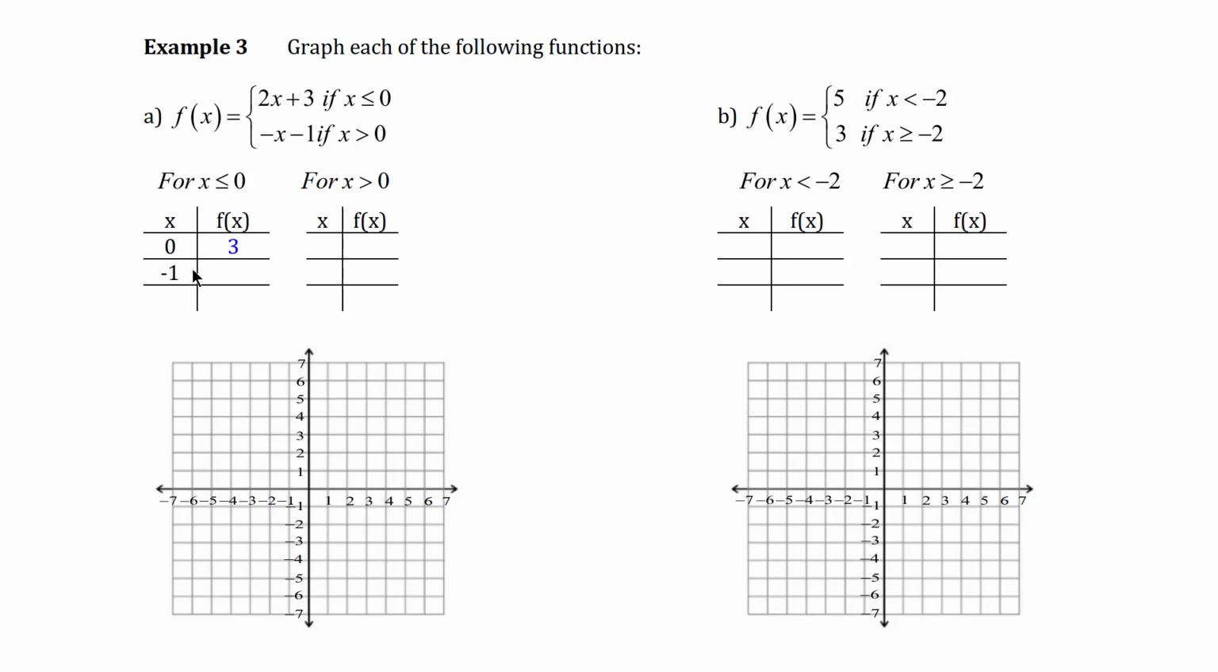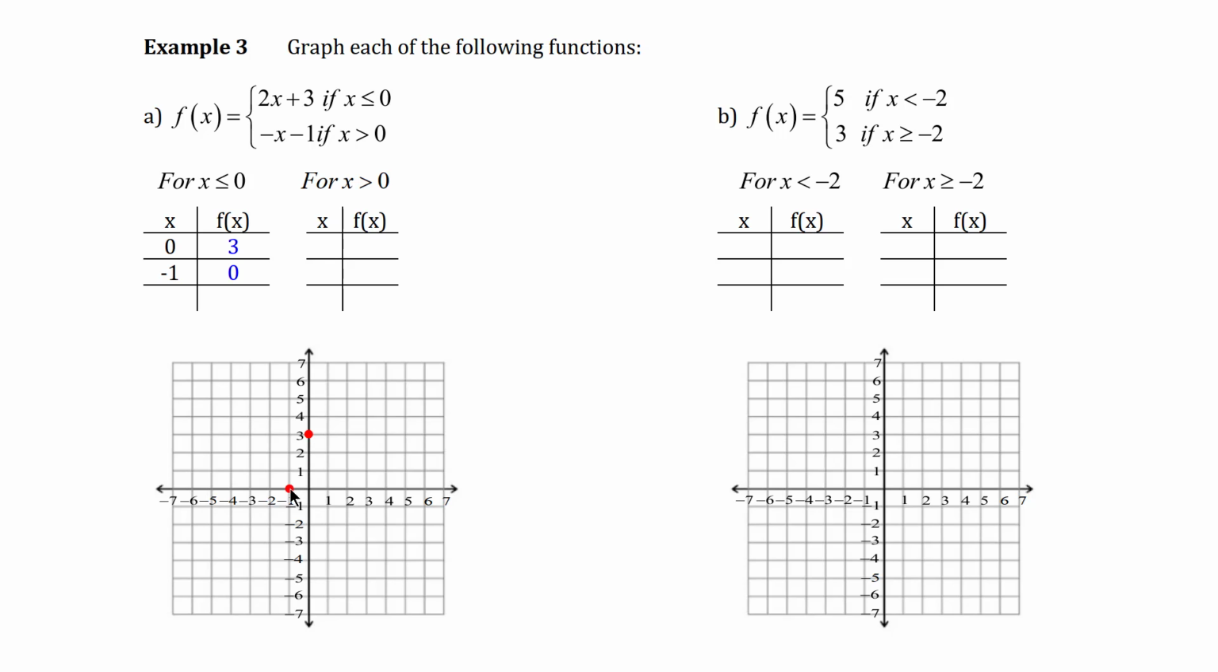Next, if we take the x value of negative 1 and plug it into x for the top equation, we get 2 times negative 1 plus 3. This would simplify to 0. So we get 0 for our f of x value. Now that we have both the x and y values for our points, we can go ahead and plot them on the graph. At 0, 3 is our first point, and then at negative 1, 0, we have our second point.